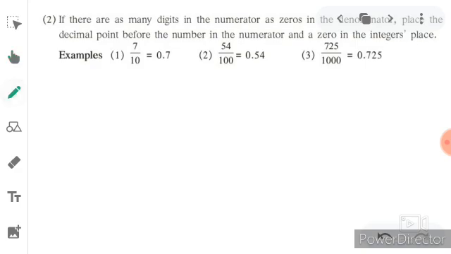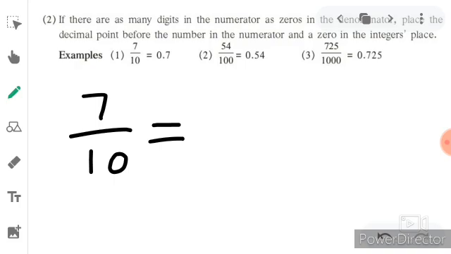For example, here 7 upon 10. How many zeros are there? One zero. So you will have to put the decimal point before the number and write 0 in the integer place. So you will have to write 0.7.